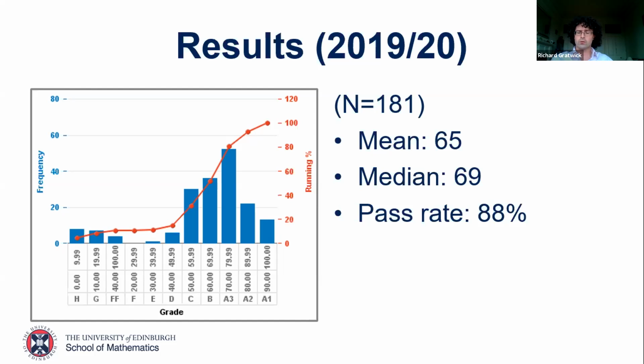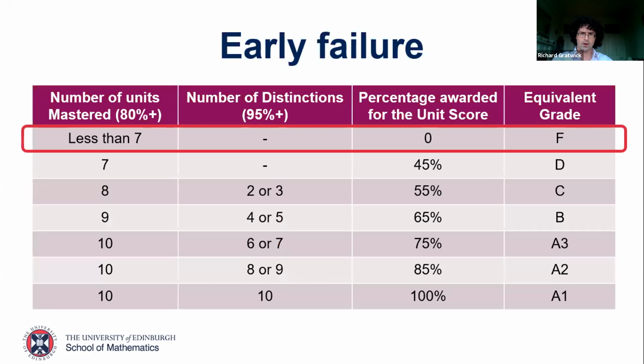But let me talk now about a couple of possible consequences away from just the grade distribution. There is a very real risk of early failure, because if we remind ourselves that we needed to pass at least 7 of these 10 weekly units, then if a student fails the first 4, they've failed the course already. And that's not going to lead to a good student experience.